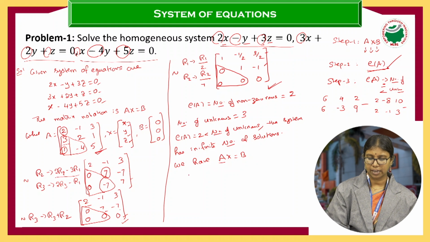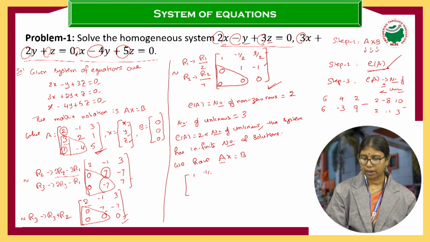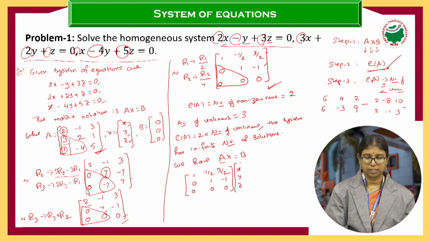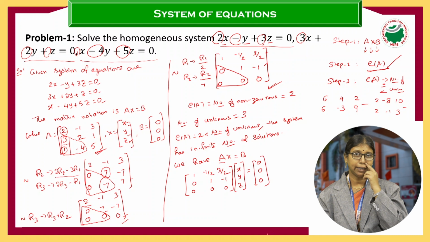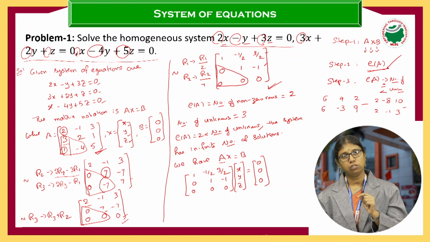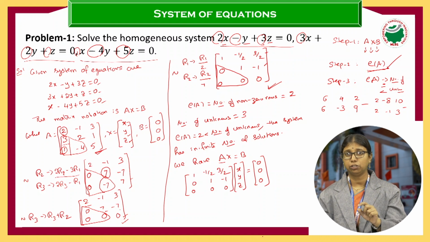So what is A? A is 1, minus 1 by 2, 3 by 2, 0, 1, minus 1, 0, 0, 0, into capital X, which is X, Y, Z, equal to capital B, which is 0, 0, 0. So here you have to remember one point. In AX equal to B, instead of taking the initial coefficient matrix A, you have to choose the matrix which you converted to echelon form. Then only you will get the solution.